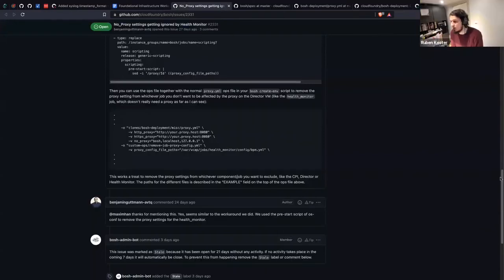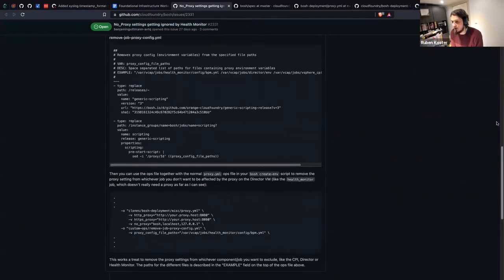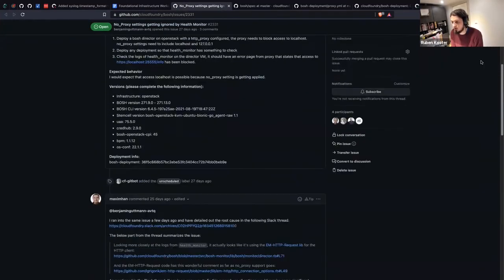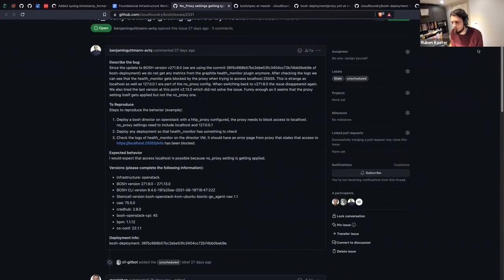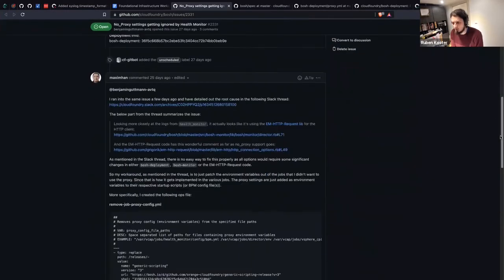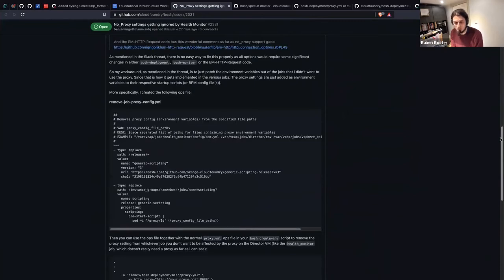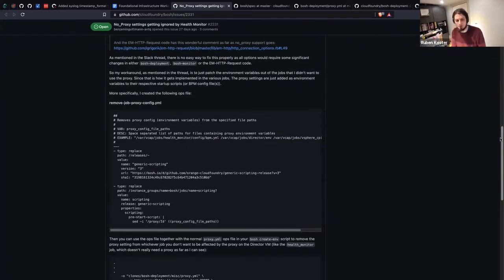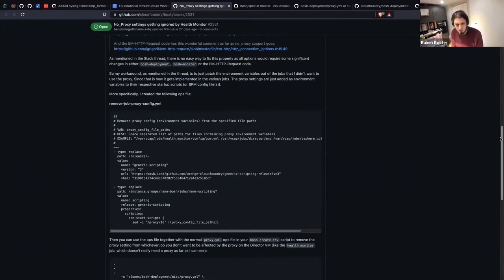Why is that important? It's important because Health Monitor doesn't work if it's set. If your proxy is configured in a certain way, it can't reach localhost, and then it cannot reach the BOSH director, because the Health Monitor tries to connect to the BOSH director over the proxy, and that doesn't make sense because it's co-located.